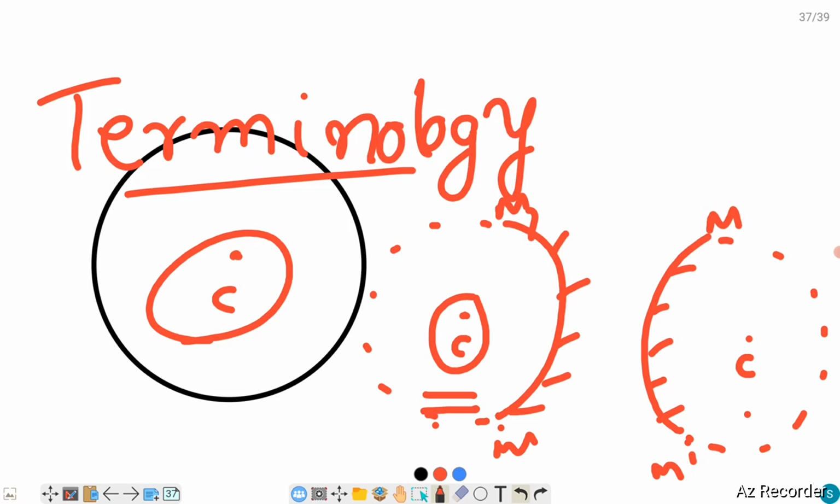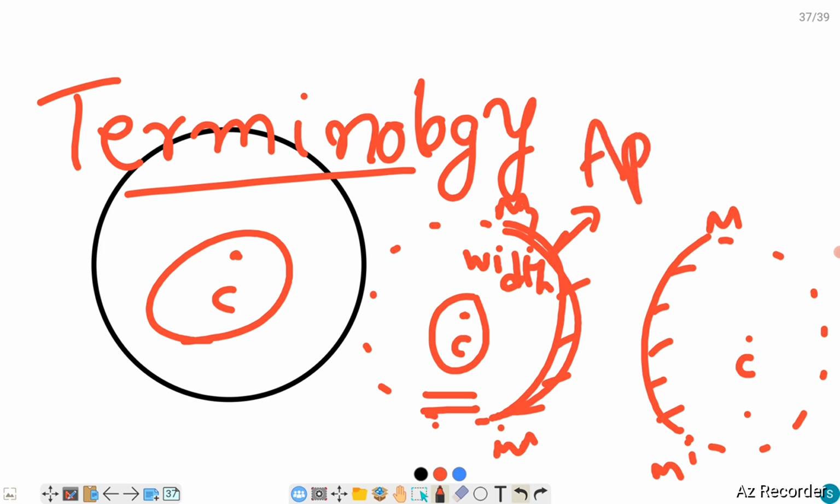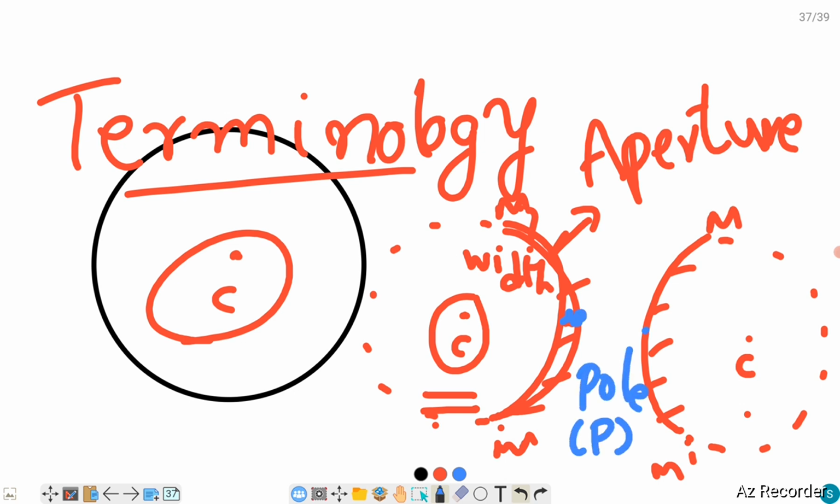Now the M dash you have is the reflecting surface. The width of this reflecting surface is called the aperture. It is the same for both of them. Understood? The midpoint of this aperture, the mirror, is called the pole, represented with the letter P. This is the pole.